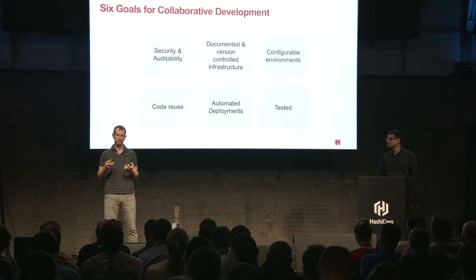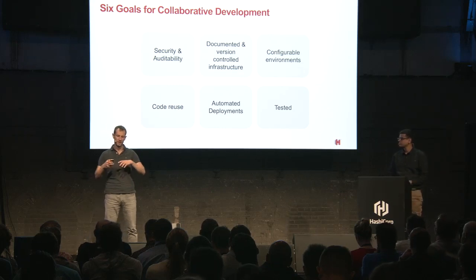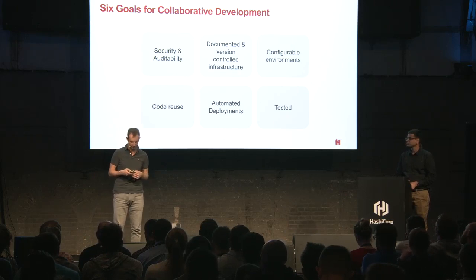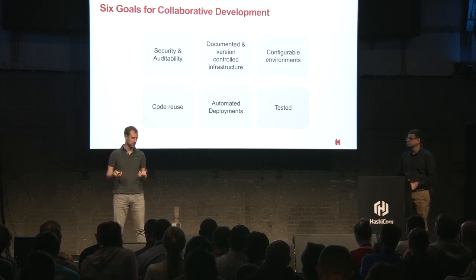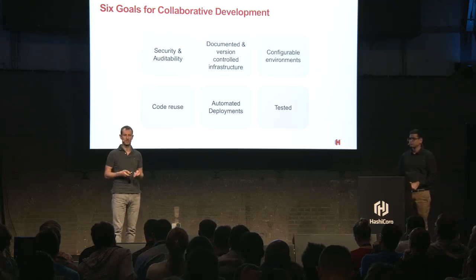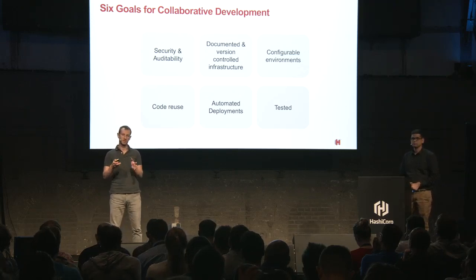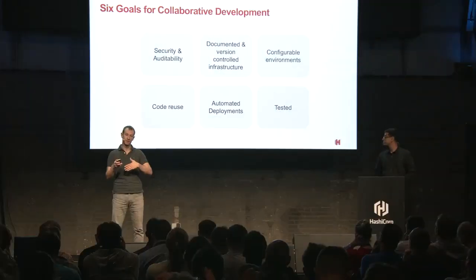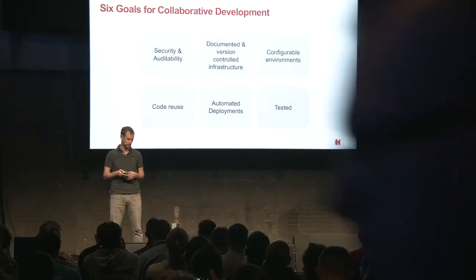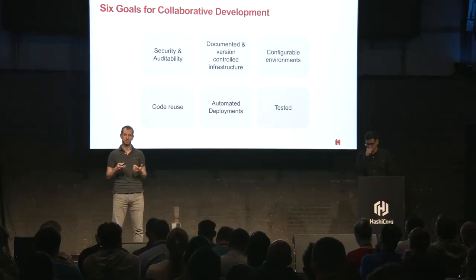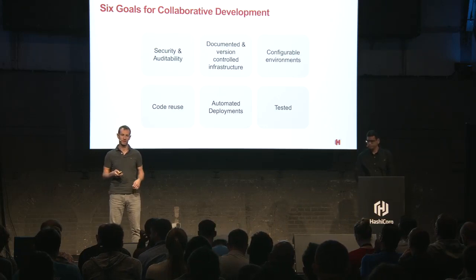So we've got about six themes we've been working through, and we feel they are important to get to this level of allowing our developers to deploy their own infrastructure. Now, number one, and always number one, is security and auditability. Whatever we do, we must ensure we have a good, strong security posture, even though we're giving our developers more power. We need to document and version control our infrastructure.